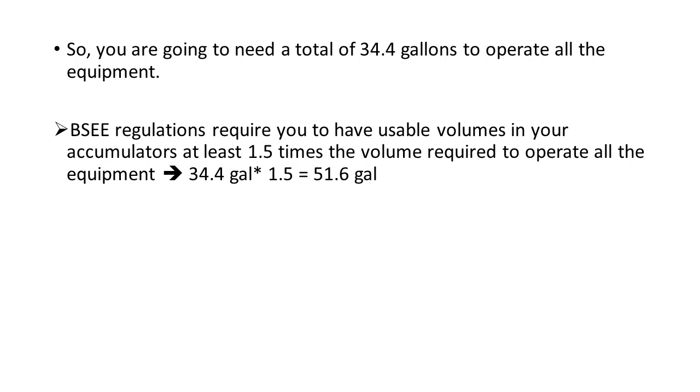Now, based on BSEE's regulation, we have to multiply this by 1.5. So here we get 34.4 times 1.5 is 51.6 gallons. So if we had a pre-charge of 1,000 and a working pressure of 3,000, that gives us basically 5 gallons per bottle. We would need 11 bottles.